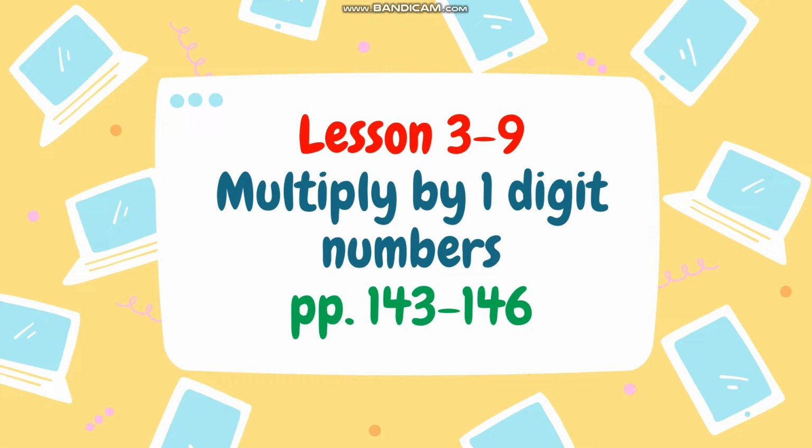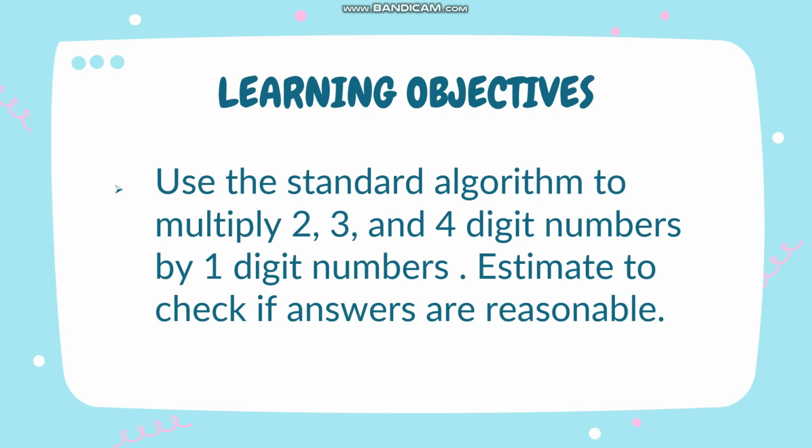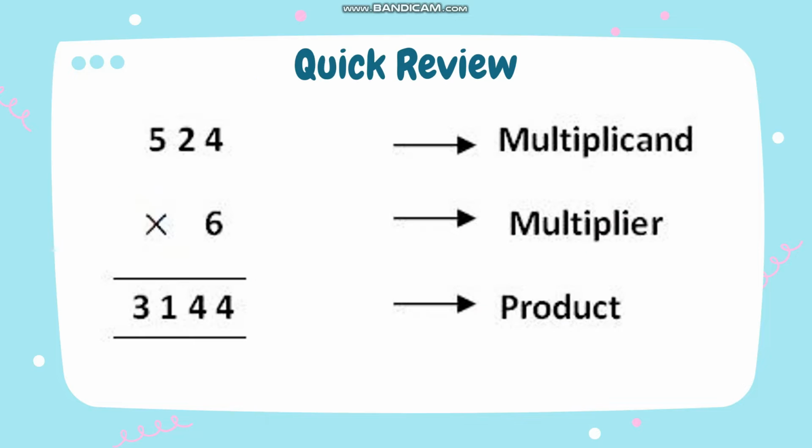Good morning, everyone. Our topic for today is Lesson 3-9, Multiply by one-digit numbers. You will find this lesson on page 143 up to page 146 from your book. Here is the objective for today's lesson. You're going to use the standard algorithm to multiply 2-, 3-, and 4-digit numbers by a one-digit number. Then estimate to check if answers are reasonable.